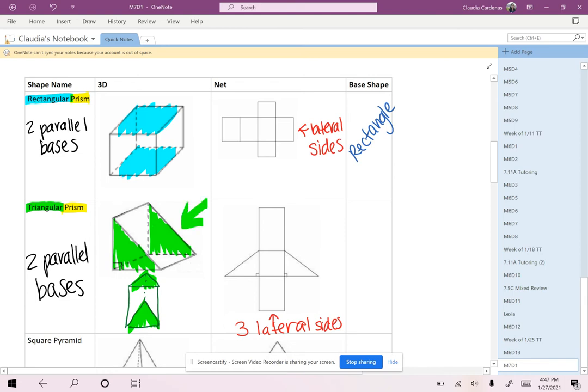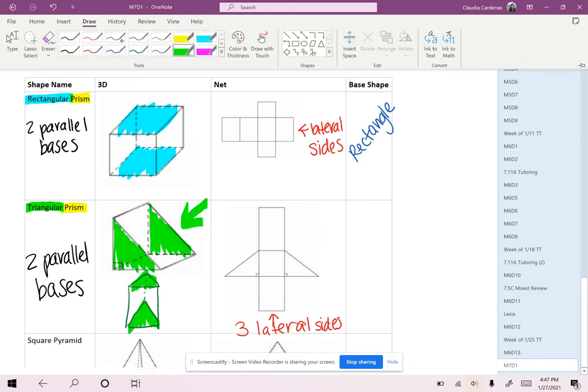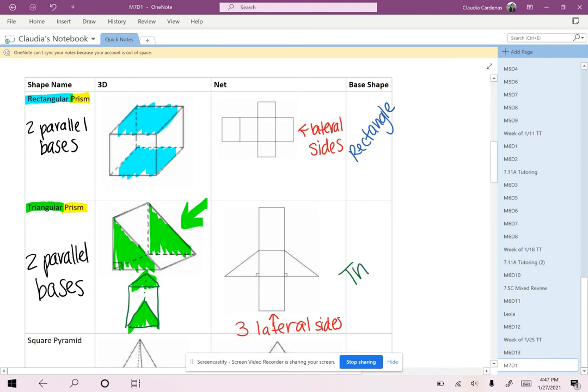And so that's why it's so important that when we read the name of the shape, we are already identifying what the shape of the base is. And in this case, it is a triangle, right? Triangular prism, triangular base. Okay, let's go ahead and look at the pyramids now.